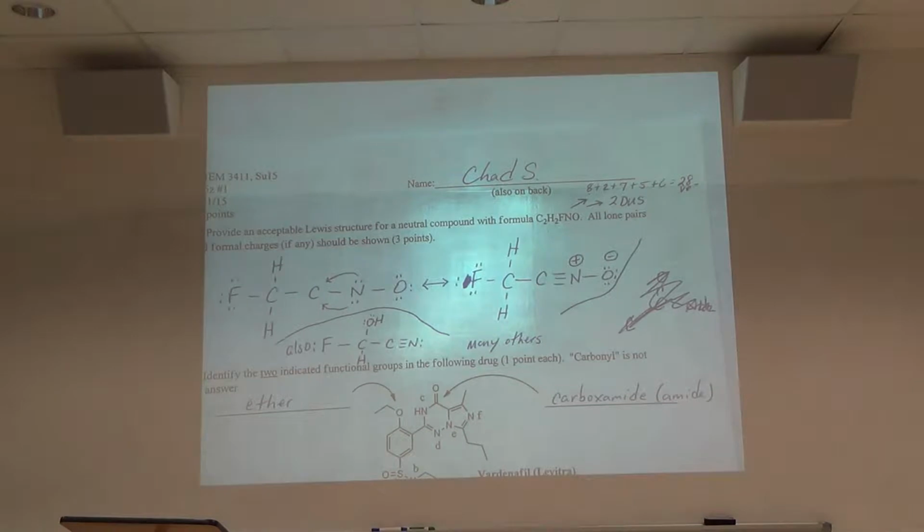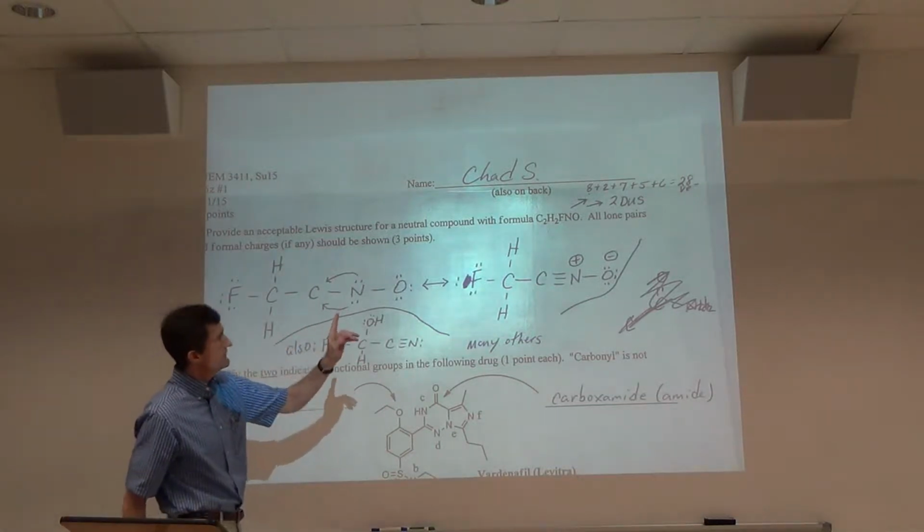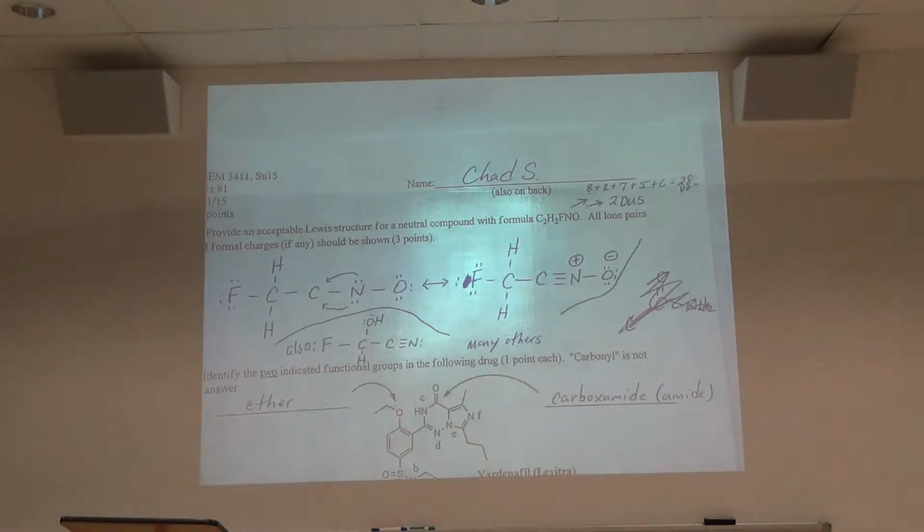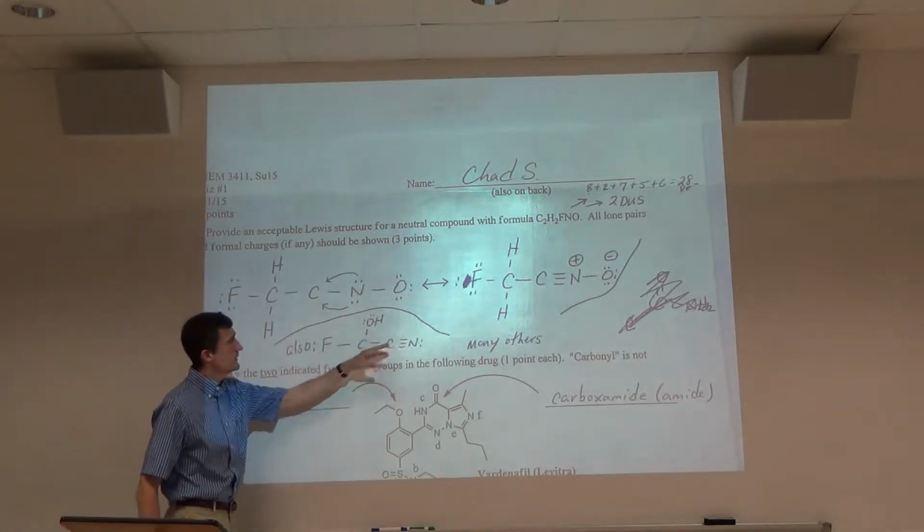Let's see, did I get a good structure? 28 valence electrons, is that right? 2 DUS, right? It could be probably a variety of structures. I ended up with something like this. I had 2 charges. You can also do something like this.